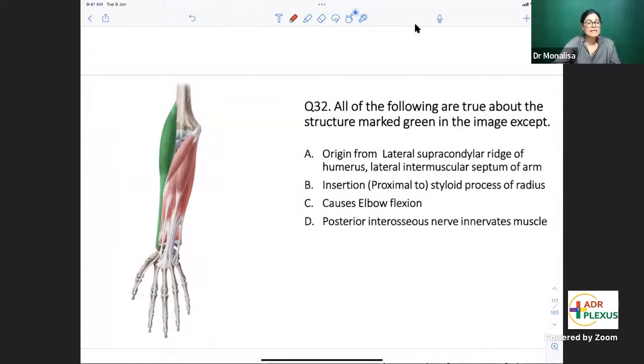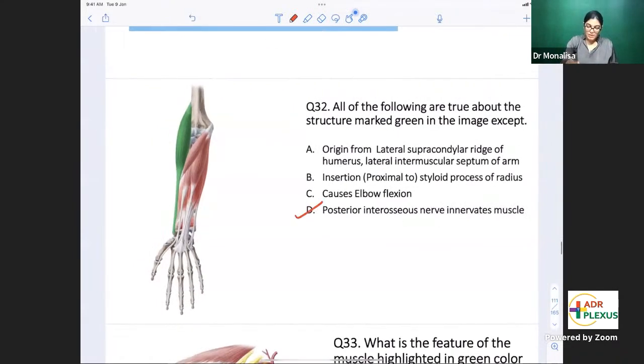So it is inserting. So we have to identify the wrong statement. So it is just inserting onto the radial styloid process. Which muscle is this? So who has given the right answer? It's Dr. Monisha who has given the right answer. Dr. Monisha and Subhashini. Yes, this is brachioradialis muscle. So definitely the right answer will be D.